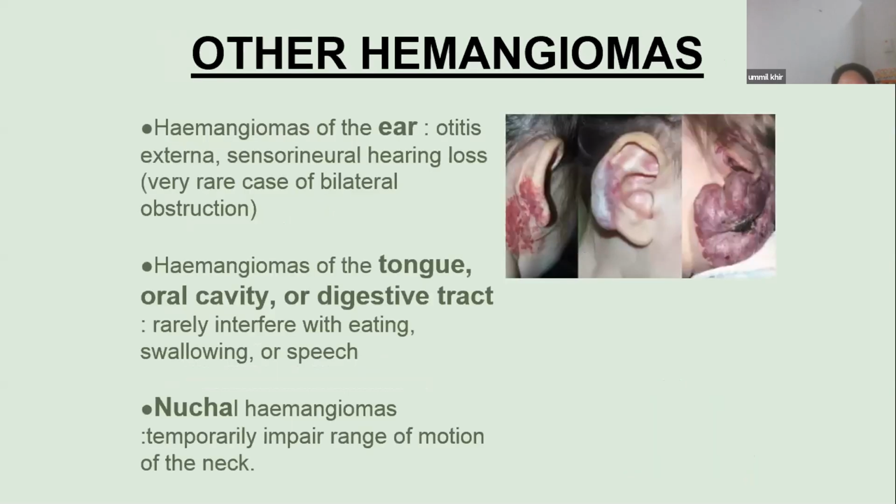Okay. So these are other hemangioma of the ear. The patient can have otitis externa, sensorineural hearing loss, and then there are also hemangioma of the tongue, oral cavity, or digestive tract, and also have a knuckle hemangioma. Next.